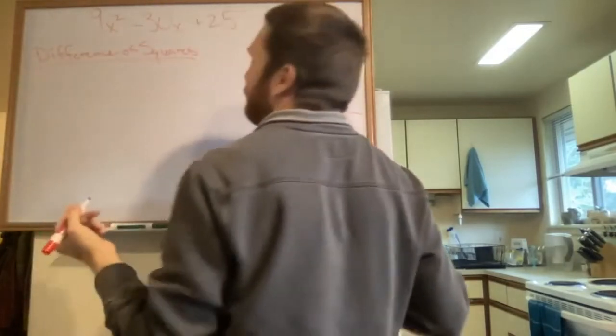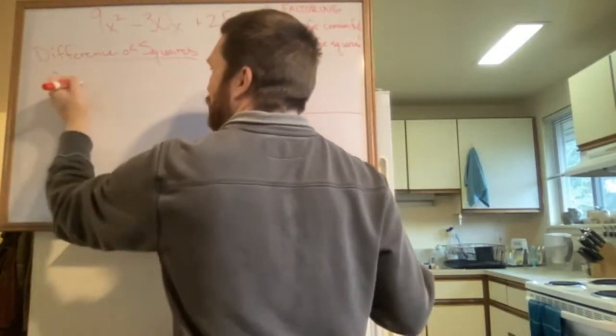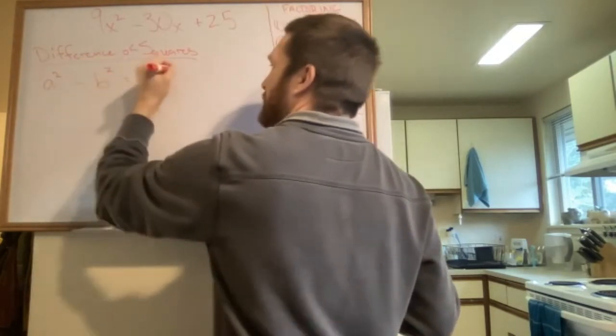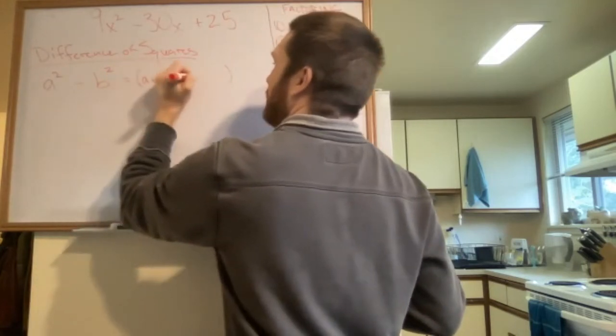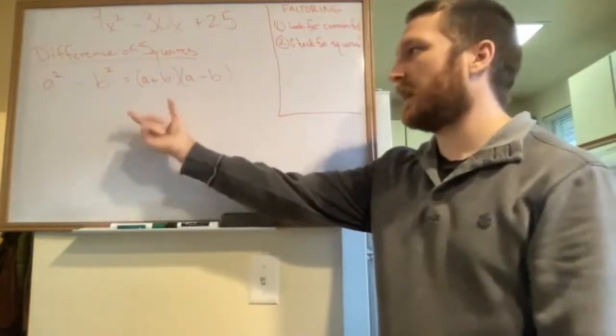When you have a difference of squares, that is, you have some number that's a square and you subtract off some other number that's a square, it turns out it's always this right here: a plus b, a minus b. Why is that the case? Let's FOIL it and check.